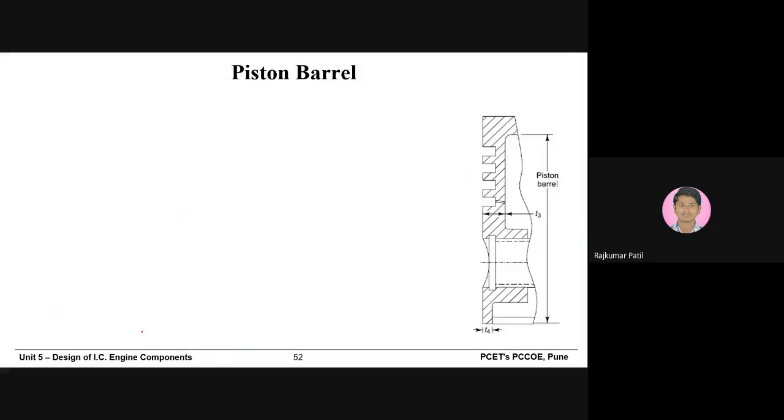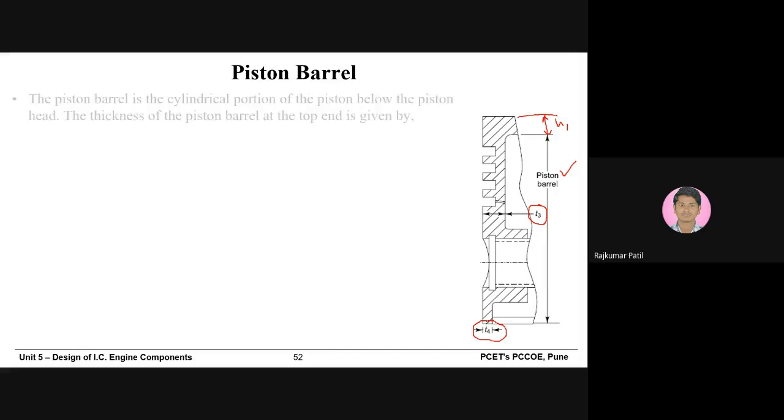Then we will move to the barrel. Here you can see this is the top land, generally denoted by H1 that we saw in the previous slide, and the portion below the top land is called the piston barrel. T3 is the thickness on the top surface of the piston barrel, and T4 is the thickness of the barrel at the bottom area.